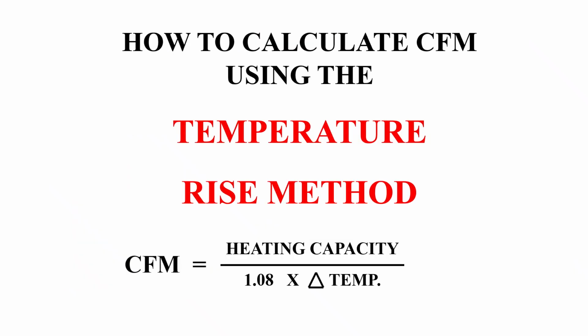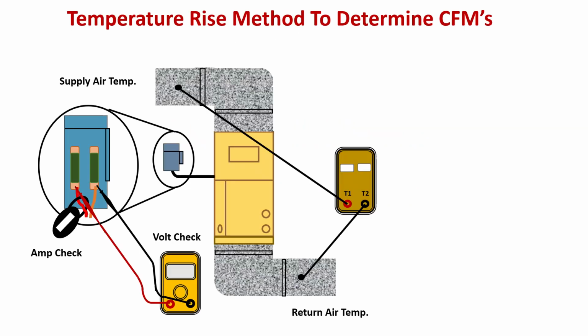The temperature rise method is used to calculate CFM for heat pumps with electric backup heat. The formula is cubic feet per minute is equal to the heating capacity in BTUs divided by 1.08 times the temperature difference. The first step to determine the CFM is to have 100% of the backup heat on with no heat pump running. Next, we take the volt and amp readings. Now we take the temperature of the supply and return air.